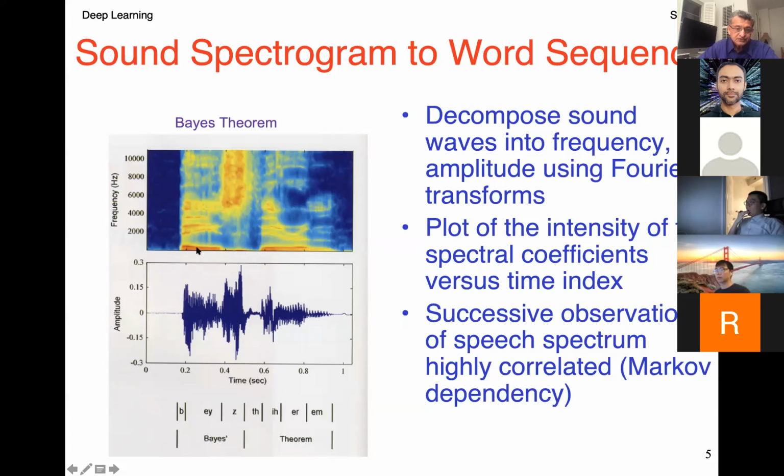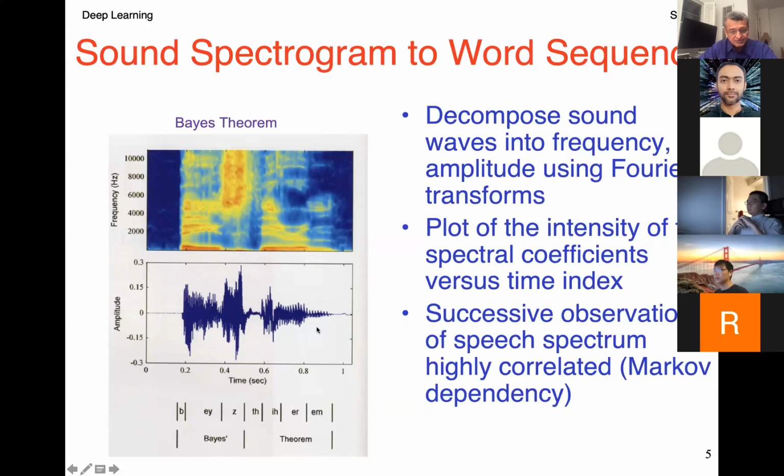So there are lower frequencies here, and then higher frequencies over here, and so on. And amplitude is also the sound amplitude that is also being plotted here. I suppose that can be obtained from the sound spectrogram.